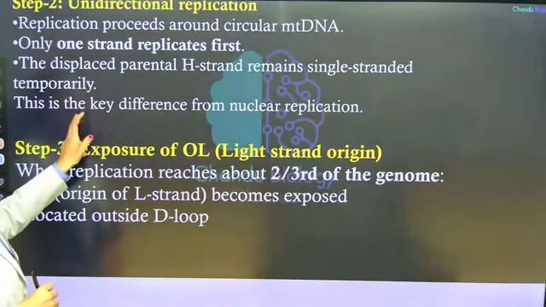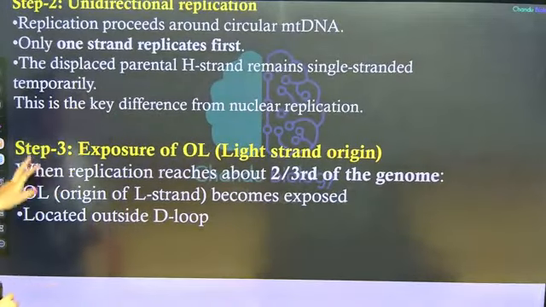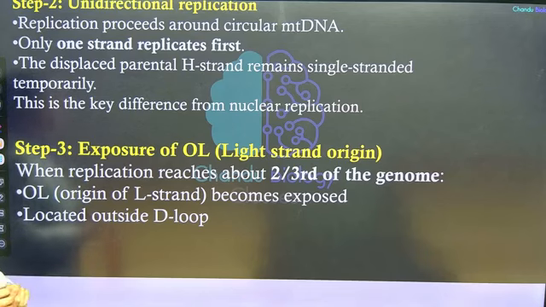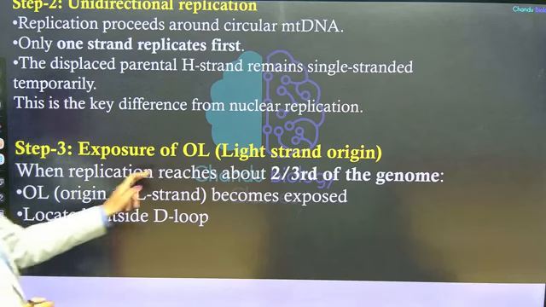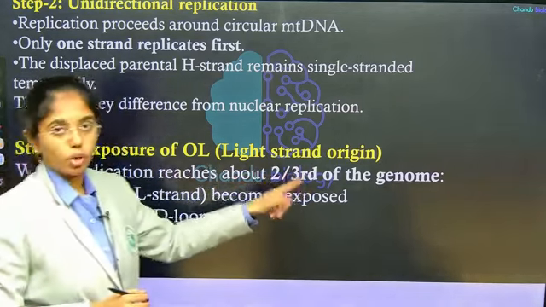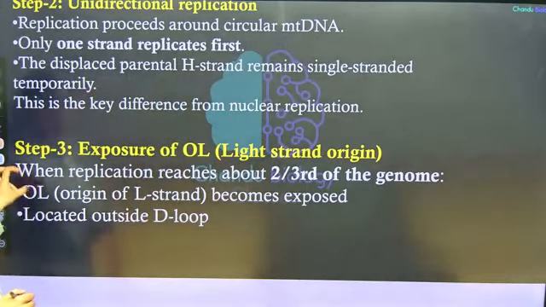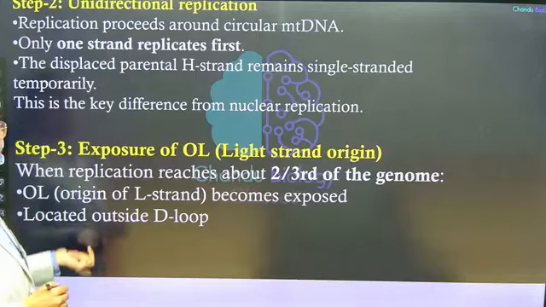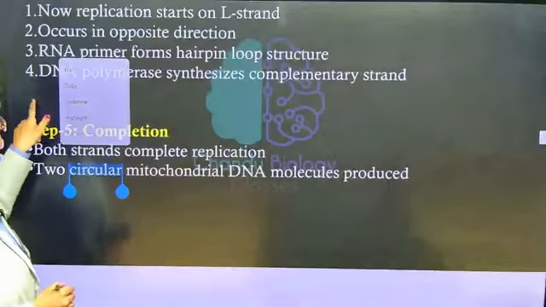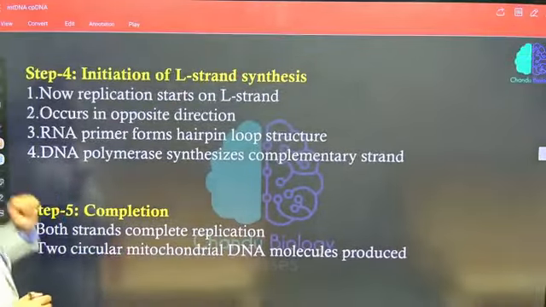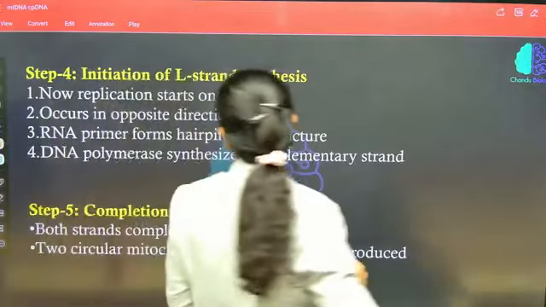Here temporarily it stays as a single strand. Now, exposure of the light strand origin. When heavy strand replication reaches 2/3 of the genome, the origin of the light strand becomes exposed, which is located outside the D loop. Okay, and here is the initiation of L strand synthesis.